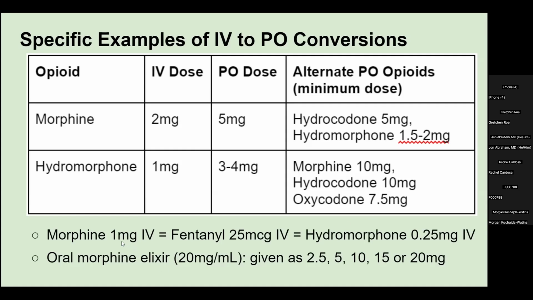Another helpful conversion to remember in terms of IVs is that morphine 1 milligram IV is the same as 25 micrograms of fentanyl, which is the same as 0.25 milligrams of hydromorphone. And the oral morphine elixir is given as a 2.5, 5, 10, 15, or 20, but you can measure it out in even lower amounts if you need to, but it's just tricky because the volume is so low.